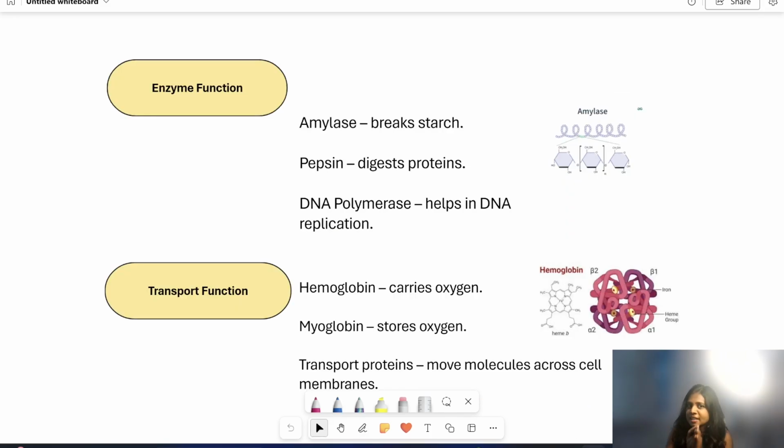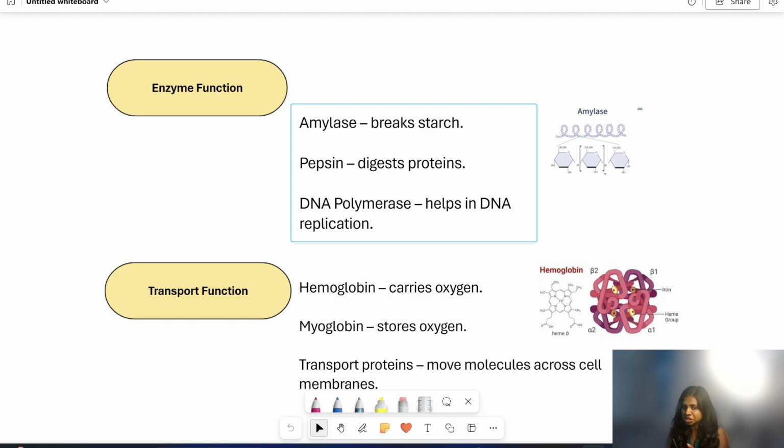The second one is enzyme function. Some proteins act as enzymes to speed up chemical reactions. These are some of the enzymes. Amylase breaks down starch. Pepsin digests proteins. DNA polymerase is another enzyme, and it helps in DNA replication.